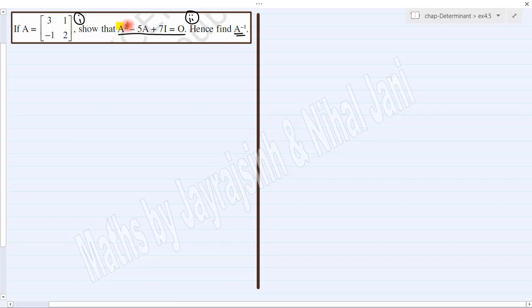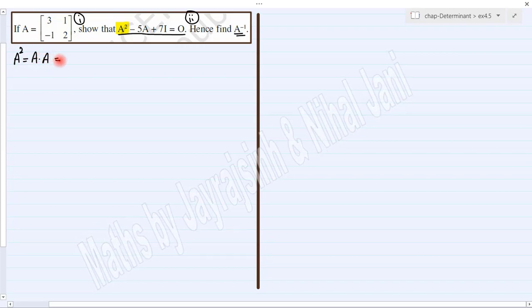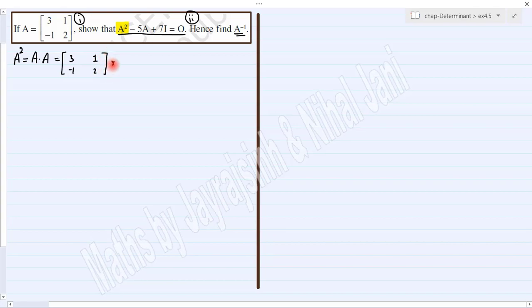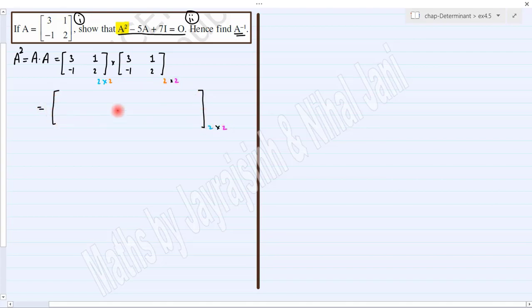And for that, we are going to need A square, which is nothing but multiplication of A with itself. So, the first row of matrix A is 3, 1 and second row is minus 1, 2. Should be multiplied with itself. Here, both matrices are of order 2 cross 2. So, we can say the resultant matrix will also have the order of 2 cross 2.